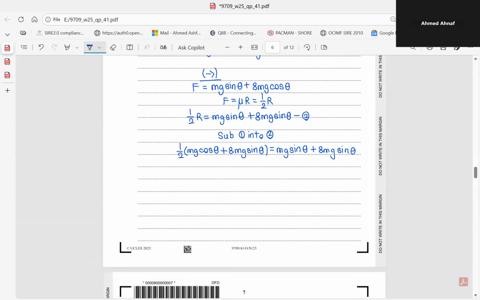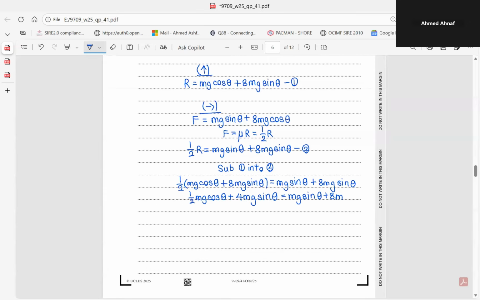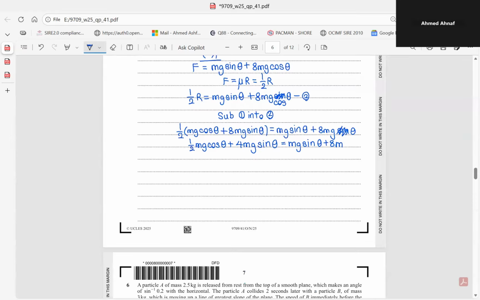Okay, now let's expand everything and try to simplify. Plus 4 mg sine theta equals to mg sine theta plus 8 mg sine. Wait, let me see if I copied anything down wrongly. Oh yeah, I did, unfortunately. This one is supposed to be cosine. Yeah, cosine theta. Okay.